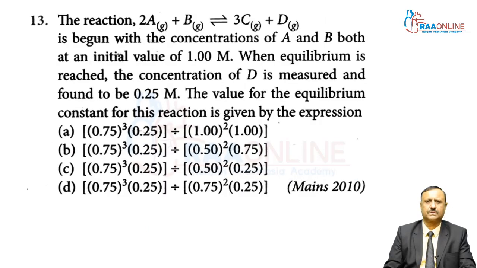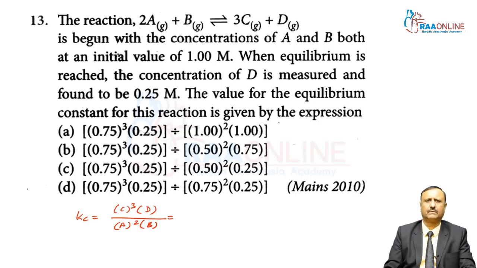Now we can see question number 13. The reaction twice A plus B to give 3C plus D is begun with the concentration of A and B both at an initial value of 1 molar. When equilibrium is reached, the concentration of D is measured and found to be 0.25 molar. The value for the equilibrium constant for this reaction is given by the expression. Here my dear students, this is Kc. Kc is the concentration of C to the power 3 times D, upon concentration of A to the power 2 times B.